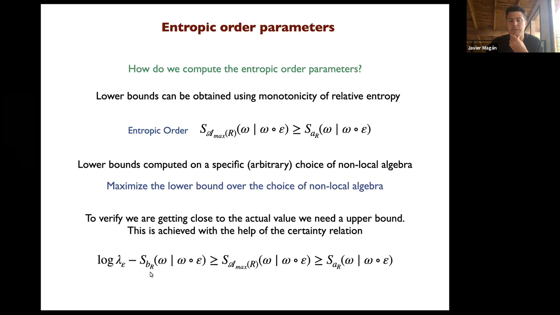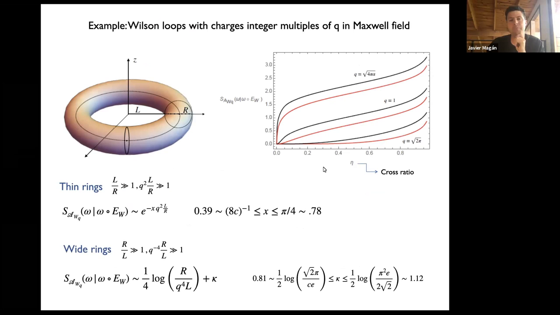So this is a little bit complicated, but we arrive at this chain of inequalities. And if we are able to make the left-hand side approach the right-hand side by clever choices of non-local algebras, then we are sure we computed well the middle part. An example of this two-step process is given in this slide, where we compute the entropic order parameter associated to Wilson loops for the free Maxwell field. In the plot, the black lines correspond to the upper bound, and the red lines correspond to the lower bound, and these are analytic. So we can see already at the analytic level that this two-step process provides very tight results.